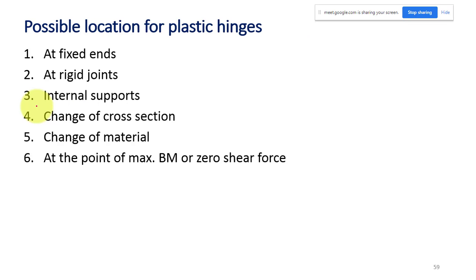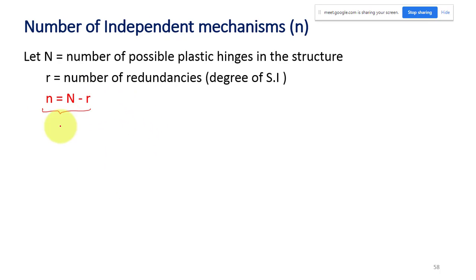Then we have seen the possible locations for the plastic hinges. We have discussed already that it can be at the fixed end, at the rigid joint of a frame, at the internal support of a continuous beam, or wherever you have a change of cross section, where a plastic hinge can form. Similarly, where we have a change of material at that section, a plastic hinge can form, and wherever we have the maximum bending moment or zero shear, that is also a possible location for the plastic hinge. So we have to check all these locations. Based on this only we are going to get the number of independent mechanisms.